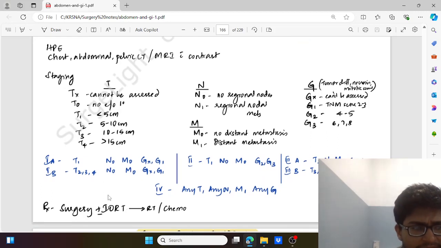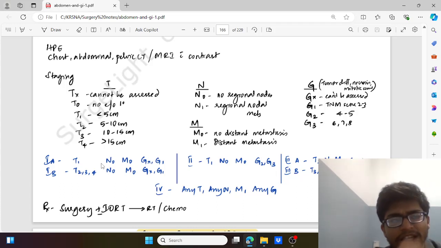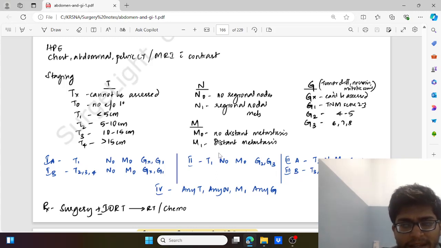Then considering the stages, stage grouping, that is T1 is stage 1A, T2, T3, T4 is stage 1B, and both these are with grade 1 histology. Then stage 2, T1 with grade 2 or 3 histology, and T2 with grade 2, grade 3 histology is stage 3A, and T3, T4 with grade 3 or grade 2 histology is stage 3B.